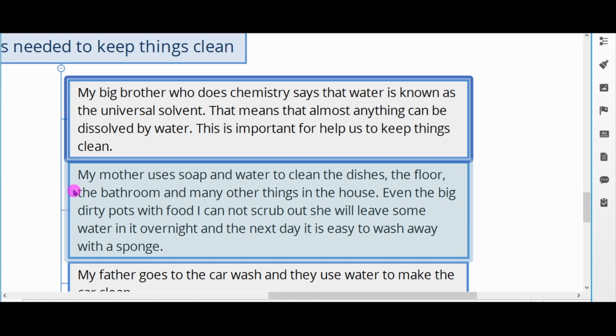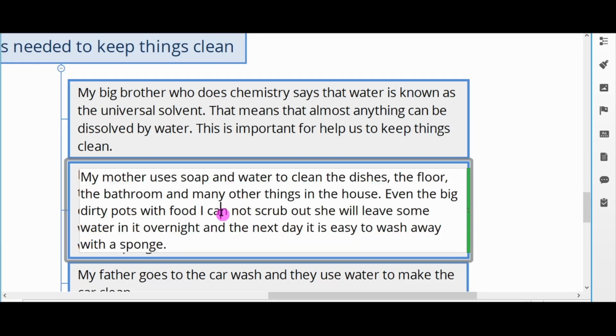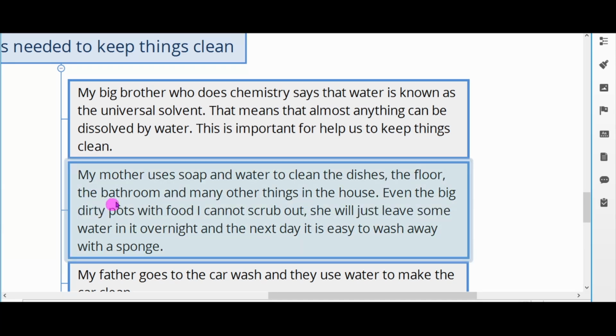All right. My mother uses soap and water to clean the dishes, the floor, the bathroom, and many other things in the house. Even the big dirty pots with food I cannot scrub out. Let's put cannot as one word. Okay. So let's go with this again. My mother uses soap and water to clean the dishes, the floor, the bathroom, and many other things in the house. Even the big dirty pots with food I cannot scrub out. She will just leave some water in it overnight, and the next day it is easy to wash away with a sponge.